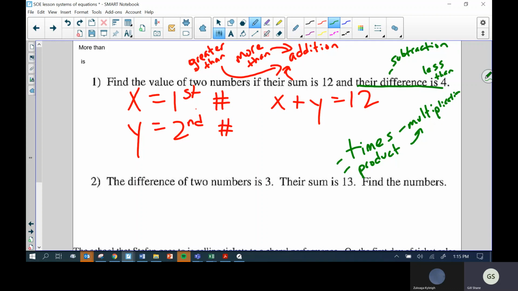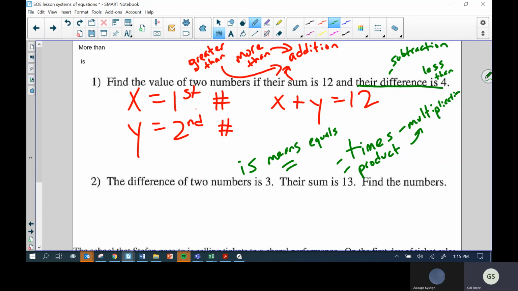And then what would we do with the word is? Is means equals. That's an equal sign. So again, their sum, adding them together, is, literally put an equal sign there, 12. The word problem tells you exactly what to write.